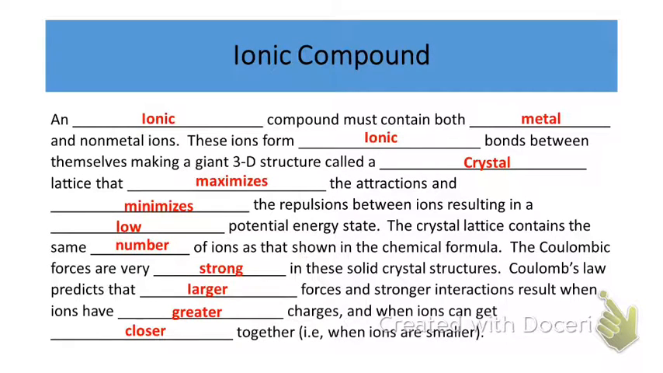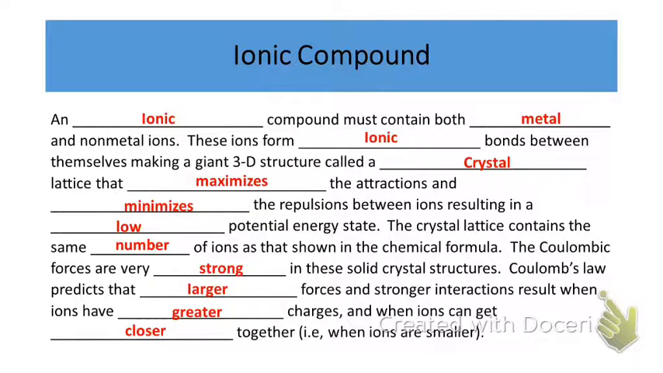All right, now that we know what an ionic bond is and how we create an ionic bond, we need to discuss what an ionic compound is. So essentially, an ionic compound must contain both metal and nonmetal ions, which we've kind of discussed already. These ions form ionic bonds between themselves, making a giant 3D structure called a crystal lattice that maximizes the attractions and minimizes the repulsions between ions, resulting in a low potential energy state.